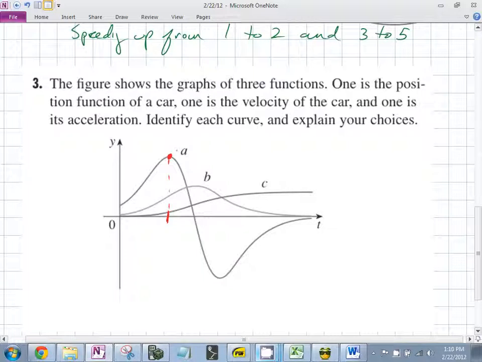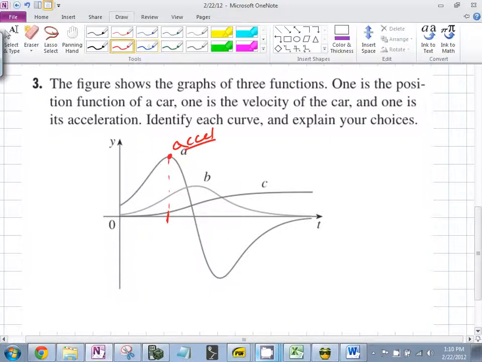If it was the velocity function, what would have to cross right here? The acceleration. Does anything cross right there? No. So what does this have to be? Acceleration. This has to be the acceleration. It has to be, because it can't be velocity or position.